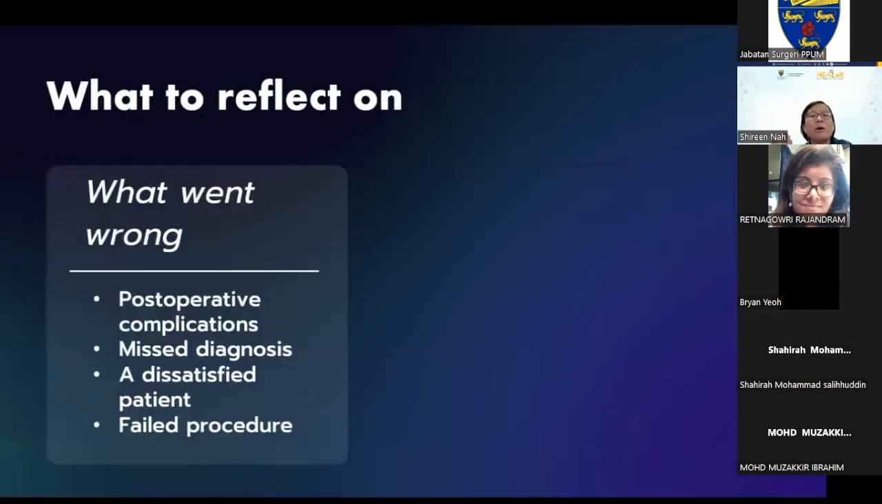Okay, so remember I said what to reflect on. You can reflect on something that went wrong. It can be a post-op complication, you missed a diagnosis, maybe the diagnosis was delayed, a patient was dissatisfied, a procedure that failed, right? What went wrong?